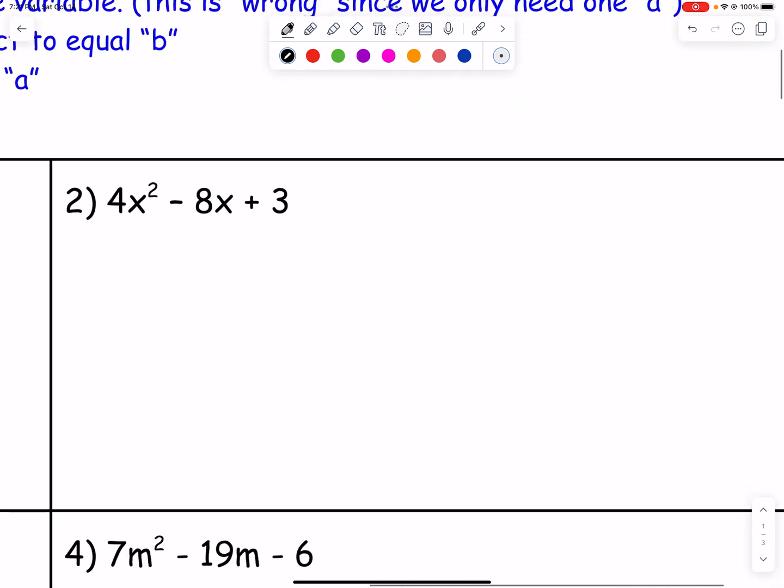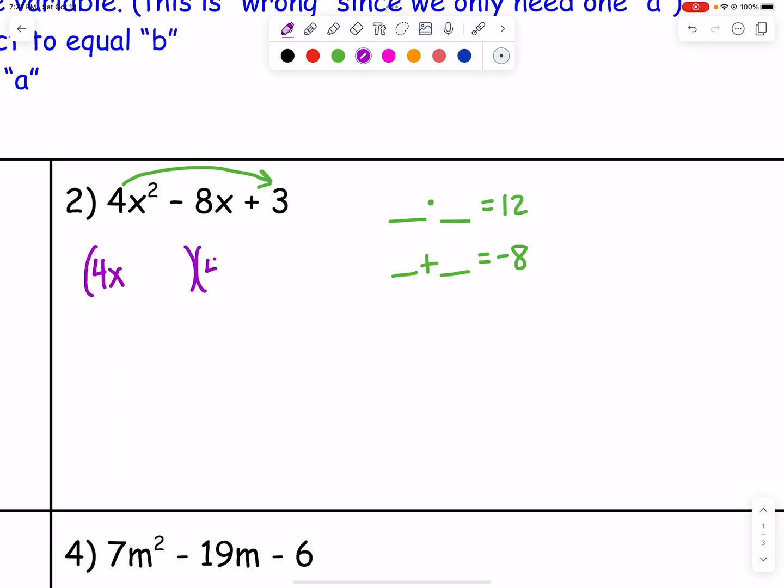So let's look at another example. Number 2 says 4x squared minus 8x plus 3. For this one, the 4, the 8, and the 3 don't have anything we could take out. So let's say a times c would be 4 times 3, which is 12. And we need to add up to get b, which is negative 8. So let's put the a value of 4 with the x in both factors. We see the last term is positive, so that means our signs are going to be both the sign of b, which is a minus or a negative.